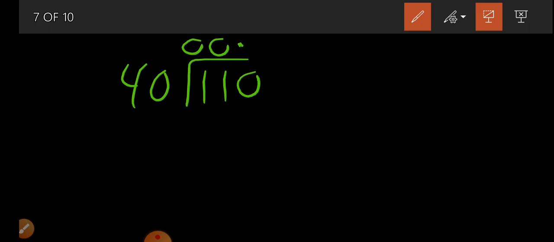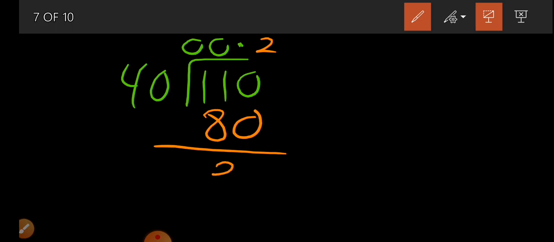Now, 110 divided by 40. How can we divide it? Cover the 0, cover the 0. 11 divided by 4, we can try 2. 2 multiplied by 0 is 0. 2 multiplied by 4 is 8. If you subtract 110 minus 80, you will get 30.